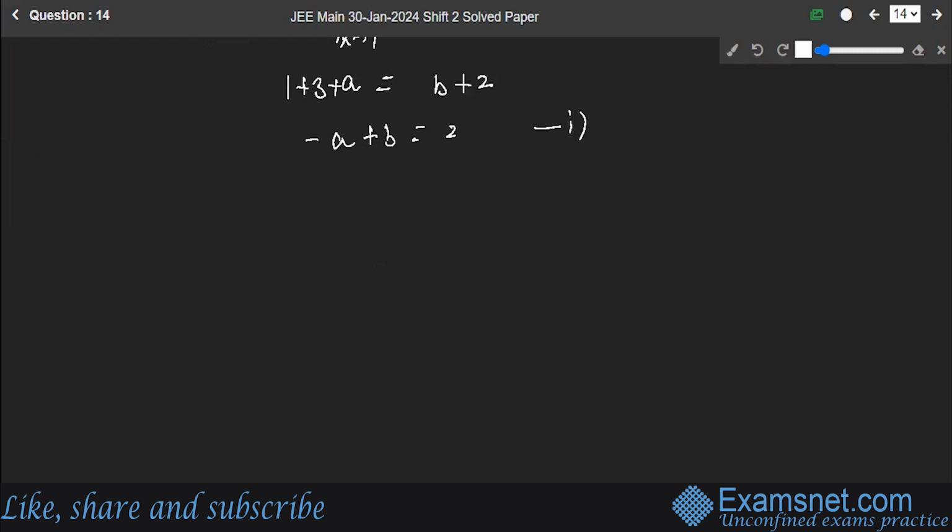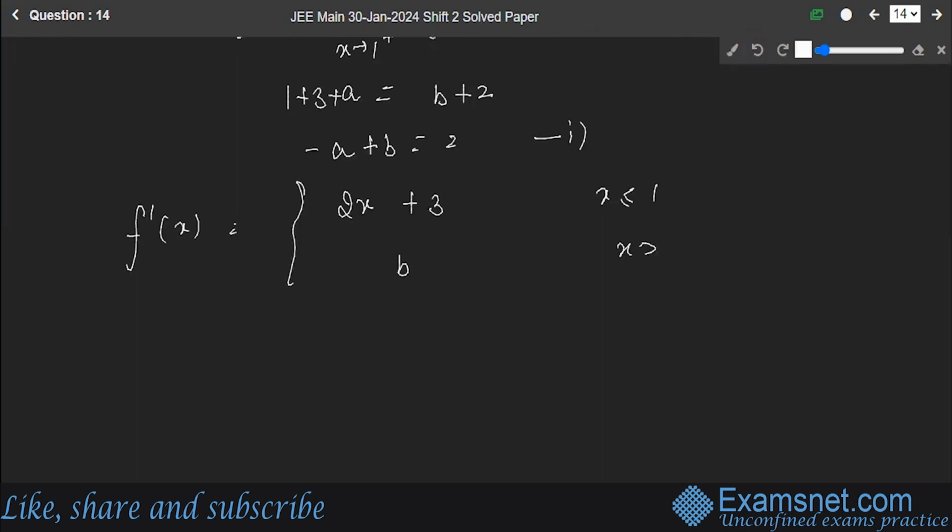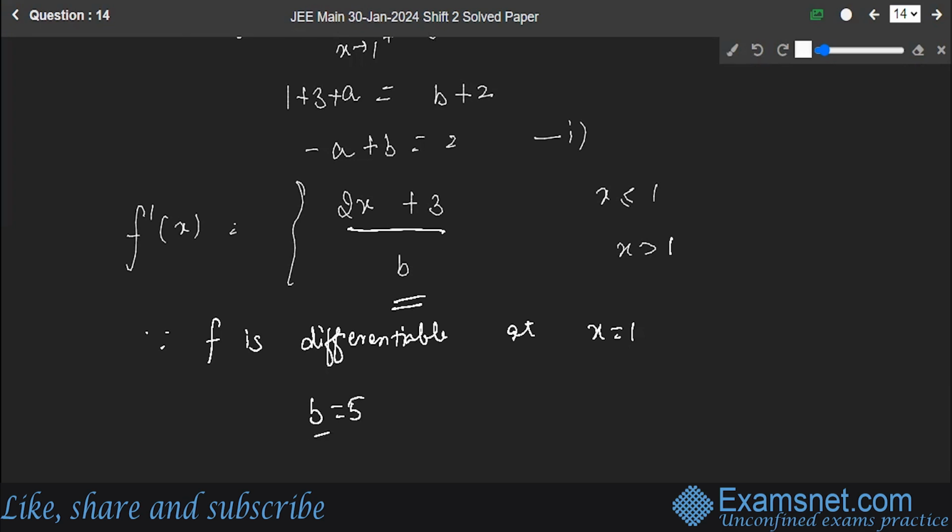Now let's differentiate this function. f'(x) is equal to 2x + 3 for x less than or equal to 1, and this will be b for x greater than 1. Now, it's given that it's differentiable at x equal to 1. Therefore, the value for this at x equal to 1 is 5. So that means b will be equal to 5.